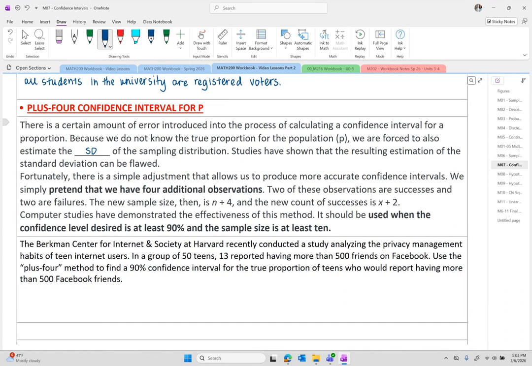We simply pretend that we have 4 additional observations. 2 of these observations are successes and 2 are failures, and the new sample size will be n plus 4, and the new count of successes will be x plus 2. Computer science studies have demonstrated the effectiveness of this method, and it should be used when the confidence level desired is at least 90% and the sample size is at least 10. So we want a 90% or larger confidence level, and we want a 10 or larger sample size.